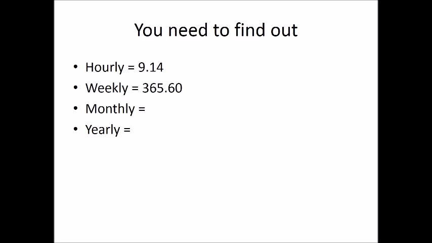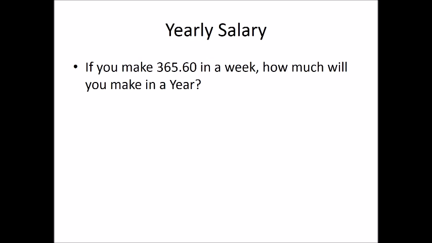So now we're actually going to have 2 of our solved. We already knew our hourly wage, which was $9.14, and our weekly wage is $365.60. So let's see how much we make in a year. If we have $365.60 in a week, how much will we make in a year? Remember earlier I said 52 weeks in a year? So all we're going to do then is times 52 times $365.60.